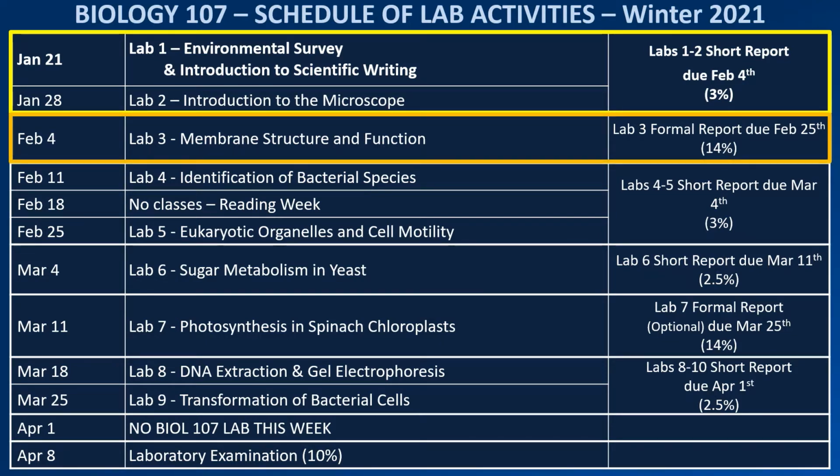I would like to point out that the next lab after that, Lab 3, will be a formal lab report. There's a lot more involved in writing up a formal lab report than a short report, so we will be talking about that over the next couple of weeks in both the lectures and the lab. You have a bit more time to write it, and so it will be due February 25th. We're going to go along like that through the semester. Most of them are short reports. Lab 7 is another formal report, but it's optional.